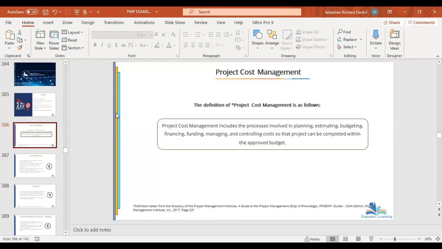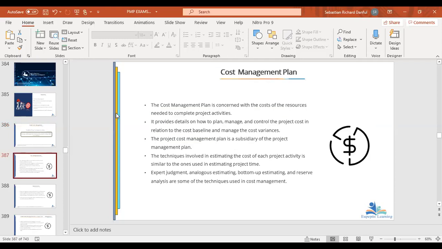According to PMI, project cost management includes the processes involved in planning, estimating, budgeting, financing, funding, managing, and controlling costs so that the project can be completed within the approved budget. In the earlier stage of our meeting, we established that there are 6 main constraints. Time is one, now called schedule. Cost is another, scope, quality. By the definition of a constraint, we don't have it in abundance and it tends to impact the project heavily. So looking at the cost management plan, what is it?